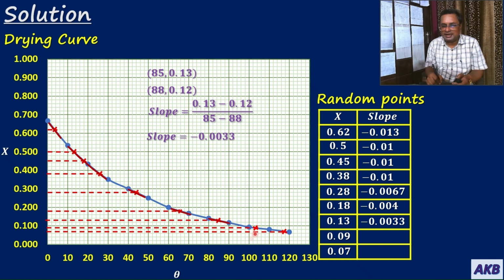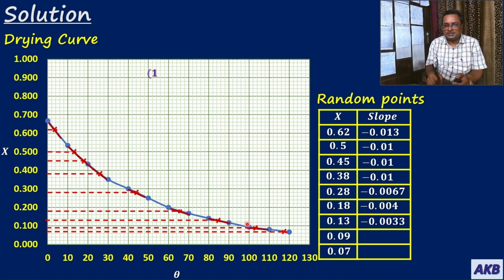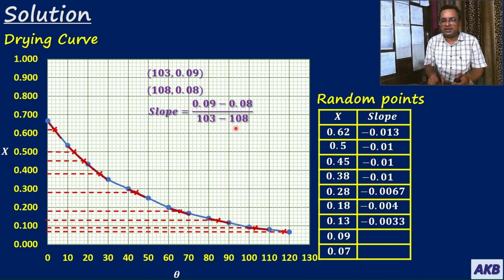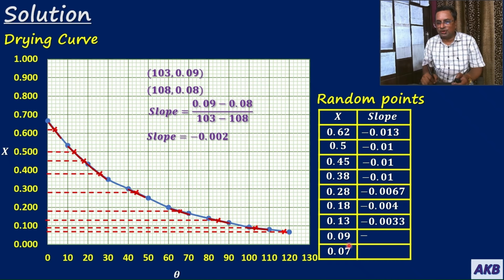Then let us draw tangent at this. So this is the tangent. So any 2 points on the tangent, I have selected this. It has coordinates of 103 and 0.09, and the other point is having coordinates of 108 and 0.08. So these are the points on this tangent, and slope will be 0.09 minus 0.08 divided by 103 minus 108. So that gives us slope as minus 0.002. So slope at x is equal to 0.09, it is minus 0.002.